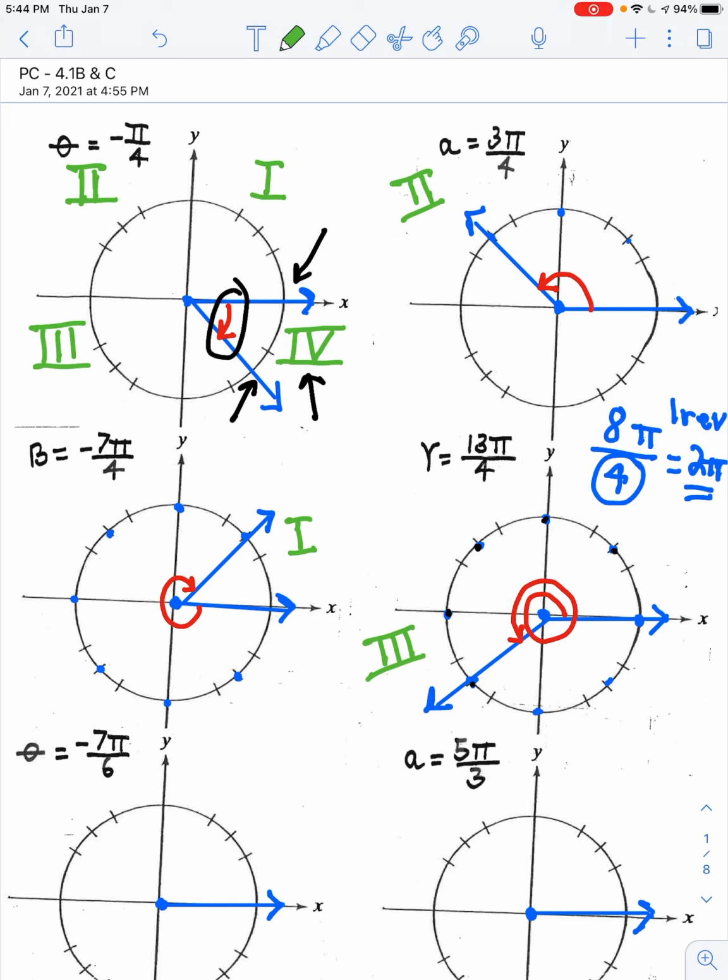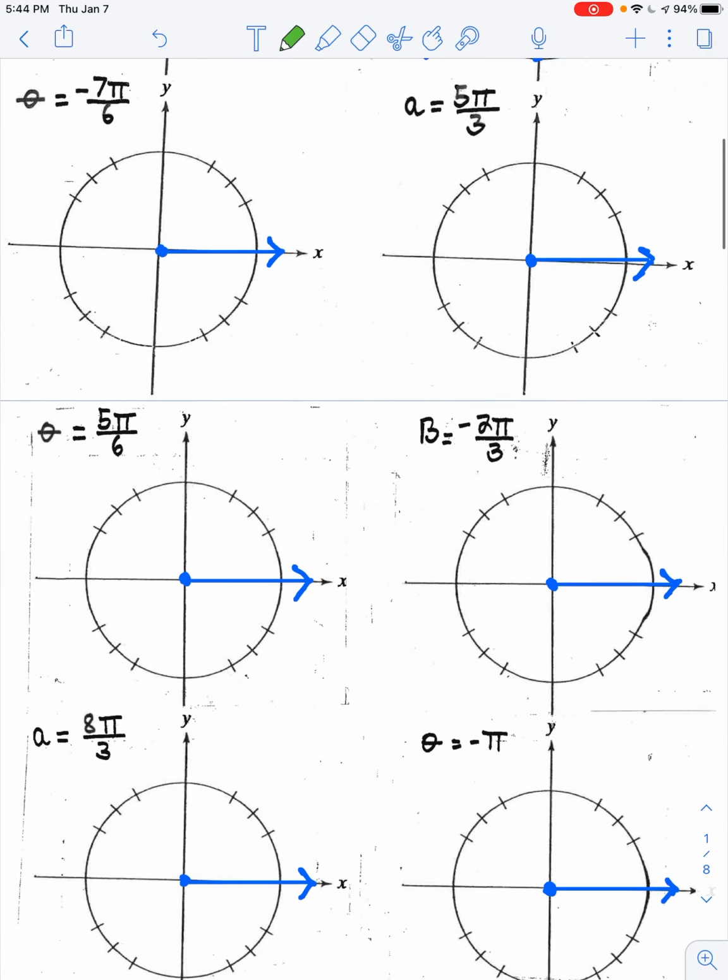You don't have to label that quadrant every time, but I've now shown you a terminal side landing in each of the 4 quadrants. So let's move our diagrams up.